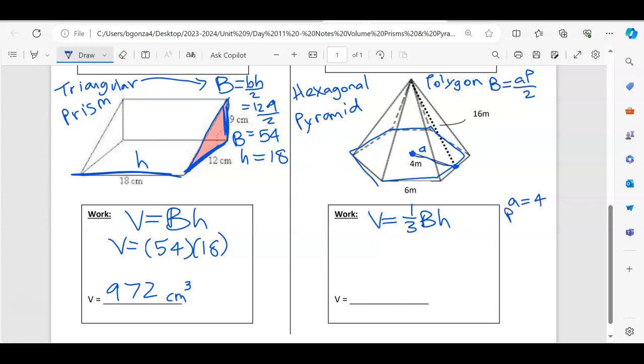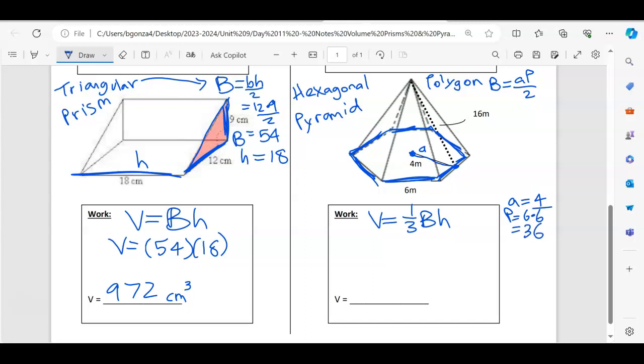Now P, how do I find the perimeter? 6, and there's 1, 2, 3, 4, 5, 6 sides. So I have 6. You can add it 6 times, or you can do 6 times 6. What's 6 times 6? 36.